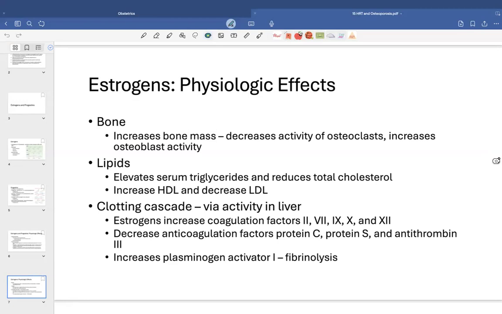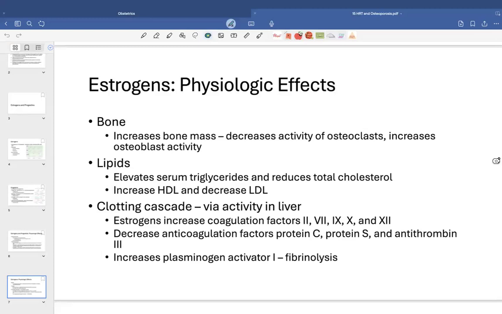We'll cover all of that. Estrogen also is very key for cardiovascular function. As far as lipids are concerned, they can increase serum triglycerides, which is a bad thing, but generally speaking, they have a very good profile on lipids in terms of reducing total cholesterol, increasing your good HDL, and decreasing bad LDL. So the net effect generally is very favorable with estrogens on the lipid profile.